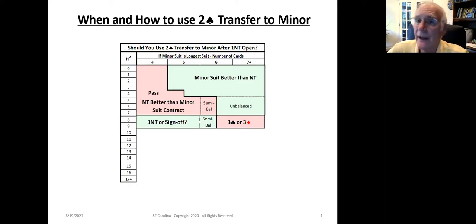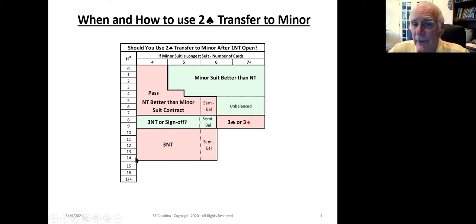It says that you've got 6 plus clubs or diamonds, and you've got 8 to 9 high card points. And it gives your partner all the information he or she needs to know in order to decide whether they should be playing the contract at 3 clubs or 3 diamonds, or at 3 no trump, or potentially at a higher level in the minor suit.